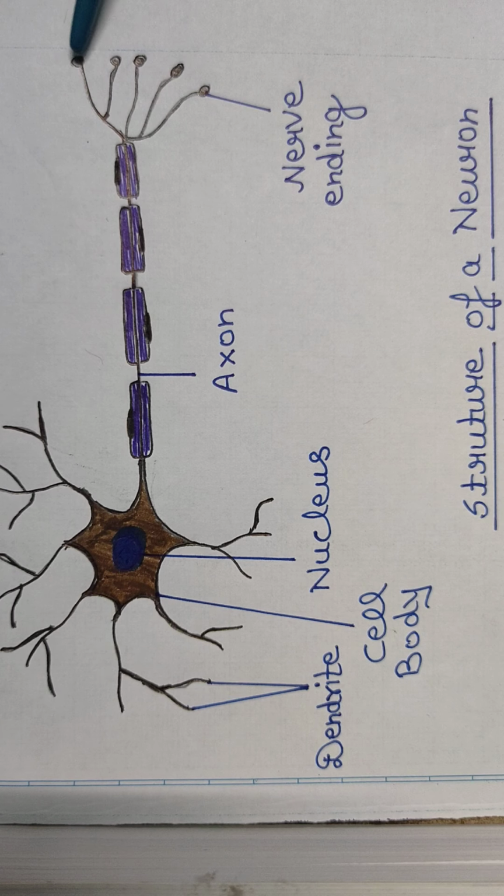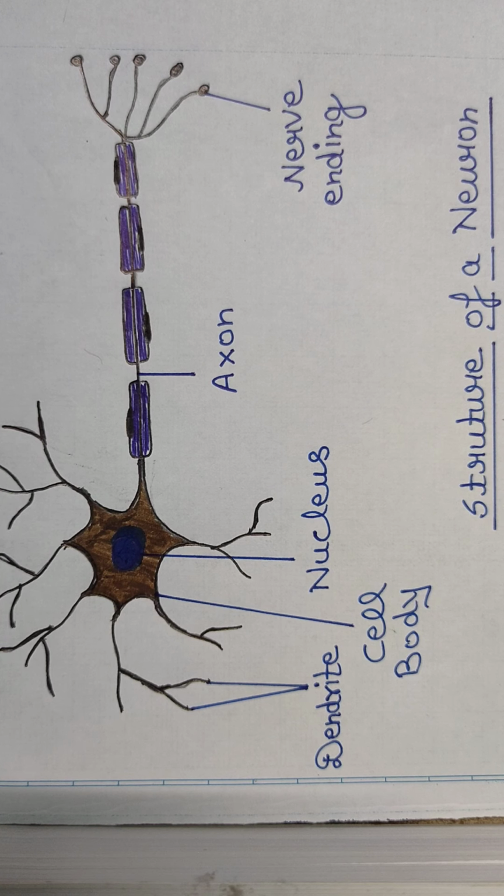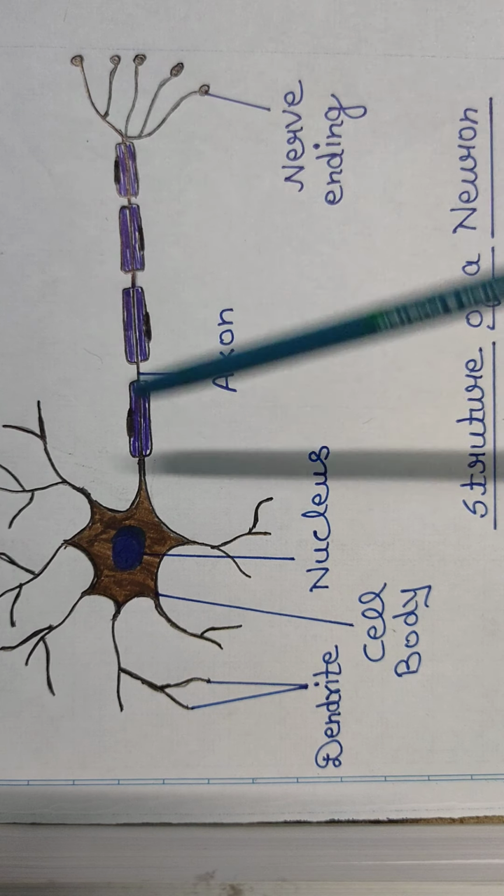In the higher standard you studied that these nerve endings are where some neurotransmitters are filled. So we can conclude here that the neuron is the longest cell of our body, approximately a meter long. So this is all about the structure of the neuron.